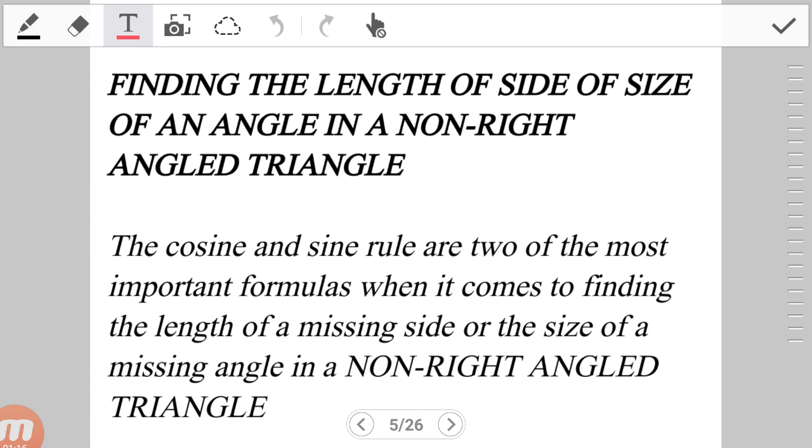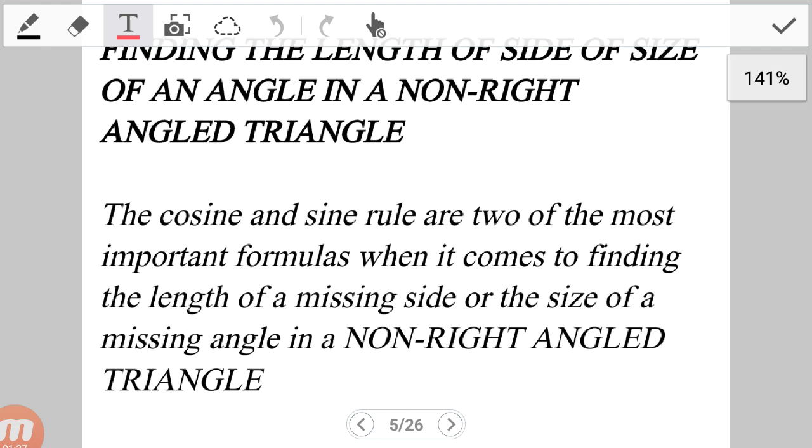Alright, so hopefully I'll give you some clarity on the application of the cosine and the sine rule. We're going to be doing some examples and we're going to get right into the video. Alright, so here we go. Let's get started.